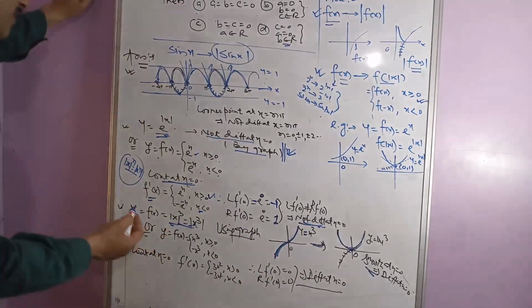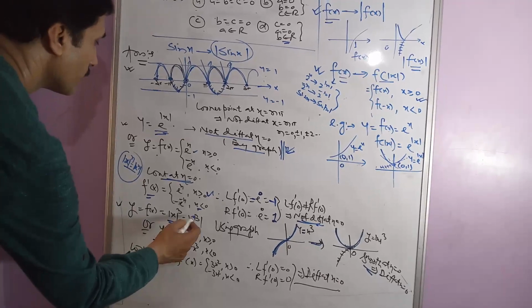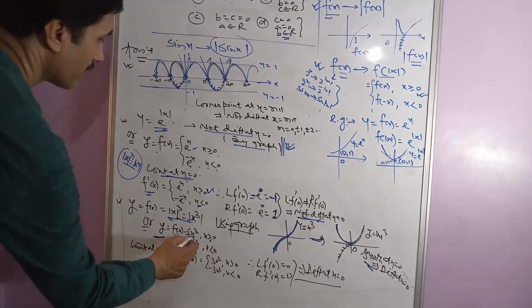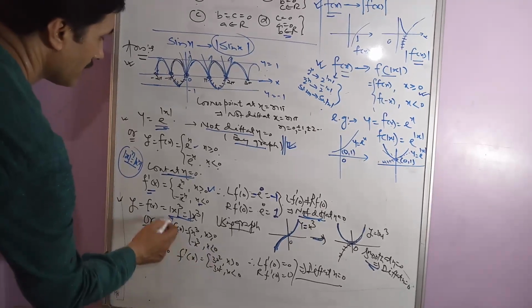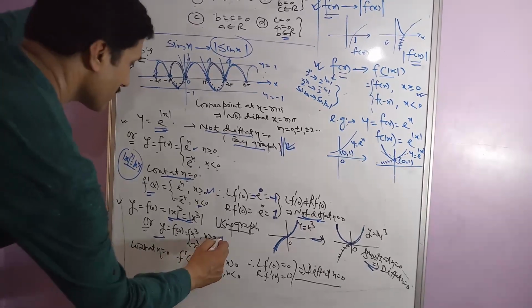If we want to do it with a formula, first remove the modulus: for x ≥ 0, f(x) = x^3, and for x < 0, |x| = -x, so f(x) = -x^3.